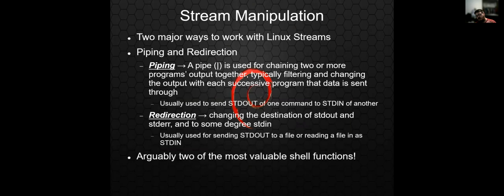Now again, we have the three data streams, right? We have standard input, standard output, and standard error. But ultimately what we understand is there are ways we can actually manipulate these streams. And the two major ways of doing so are through the use of piping and redirection.